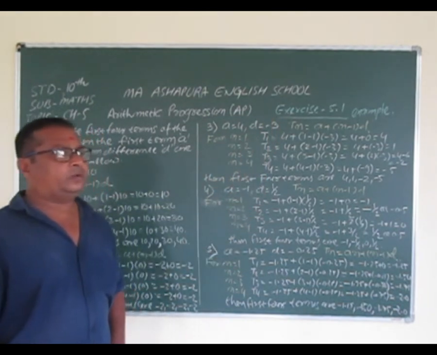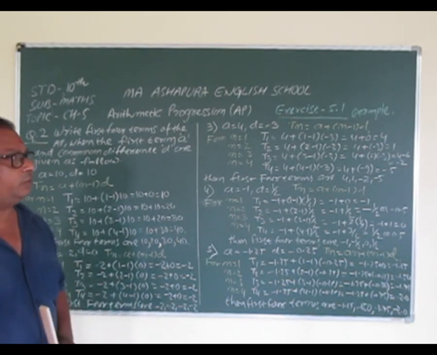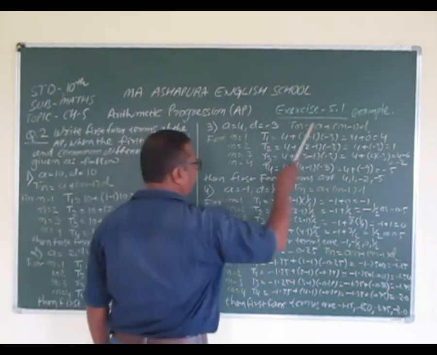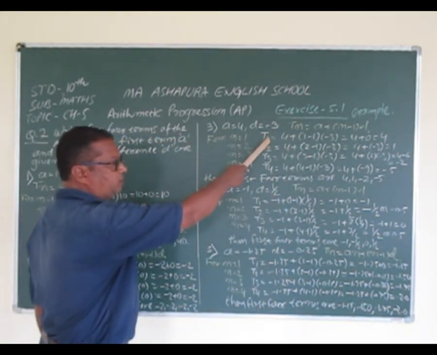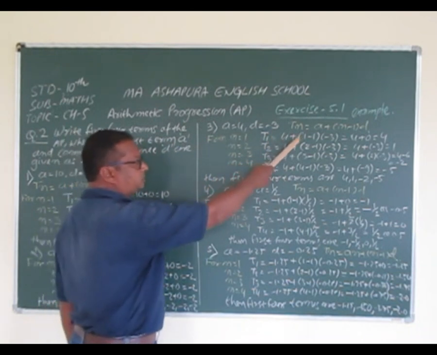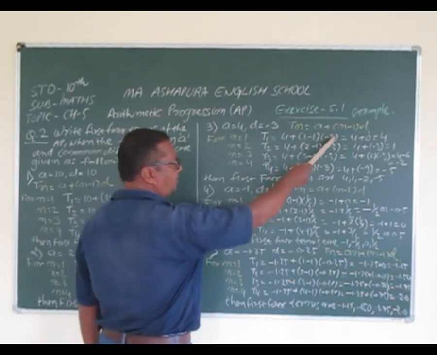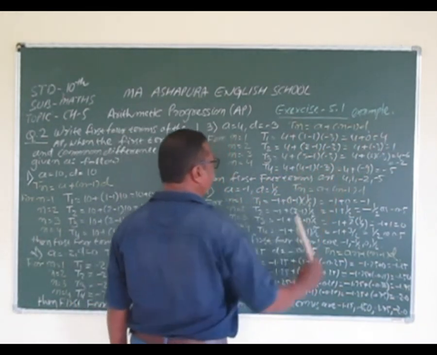We use the formula Tn is equal to a plus n minus 1 into d. A is the first term, d is the common difference, and n is the term number. For n is equal to 1, T1 is equal to 4 plus 1 minus 1 into minus 3. 1 minus 1 is 0, and minus 3 zeros are 0. So 4 plus 0 is equal to 4.